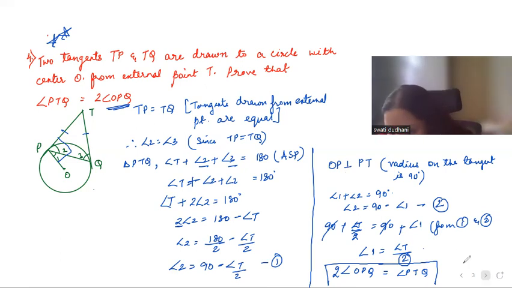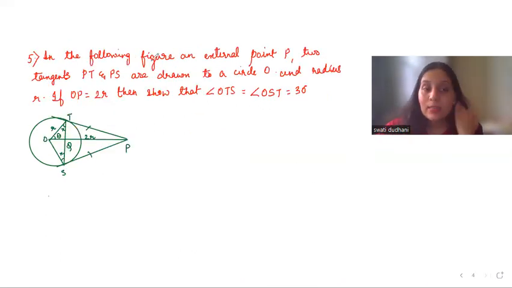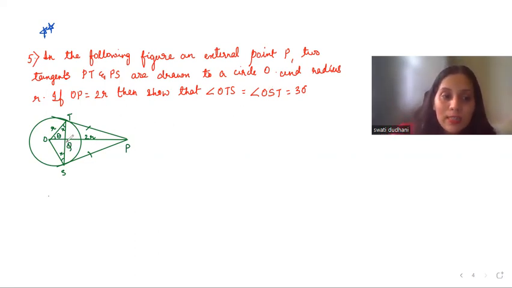All right. Now coming to the next question. This is a very important question again. In the following figure, from an external point P, two tangents PT and PS are drawn to a circle whose radius is R. If OP is equal to 2R, then show angle OTS is equal to angle OST is equal to 30 degree. So basically I need to prove angle X is 30 degree.